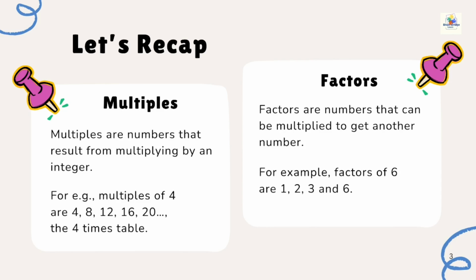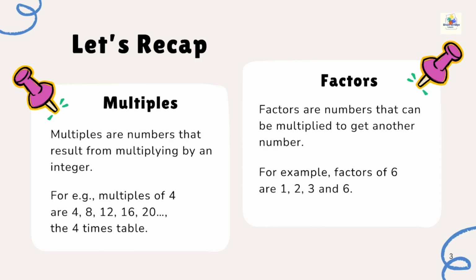So here, multiples are the type of numbers that come as a result of multiplying by an integer. Some examples are the table of 4, or the multiples of 4, that are 4, 8, 12, 16 and 20 and so on. Now we head to factors.